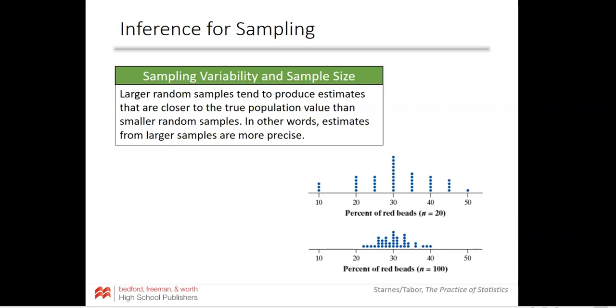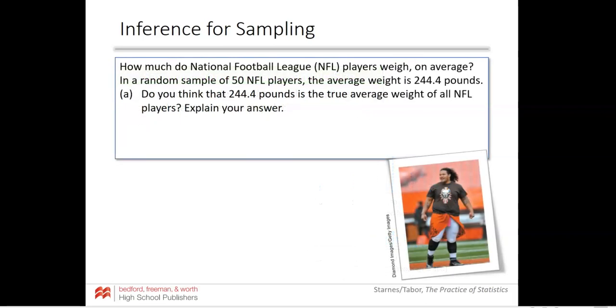So similar shape, but you can definitely see that this one ranges from 20 to 40. The other one ranged from 10 to 50. So more precise. They come up with similar results. If you do enough samples of size 20, you're going to figure out about what the mean is. The mean is probably around 30, it looks like, for the percent of red beads for this particular bag of beads. But you just have more precise estimates when you have a larger sample size. That's the concept of today's lesson.